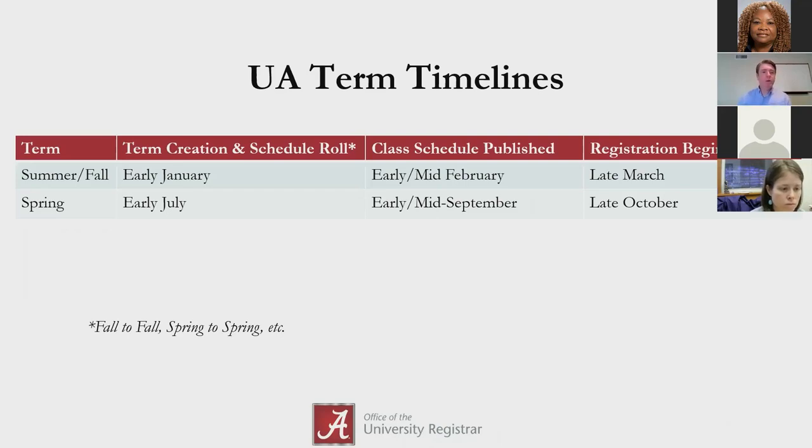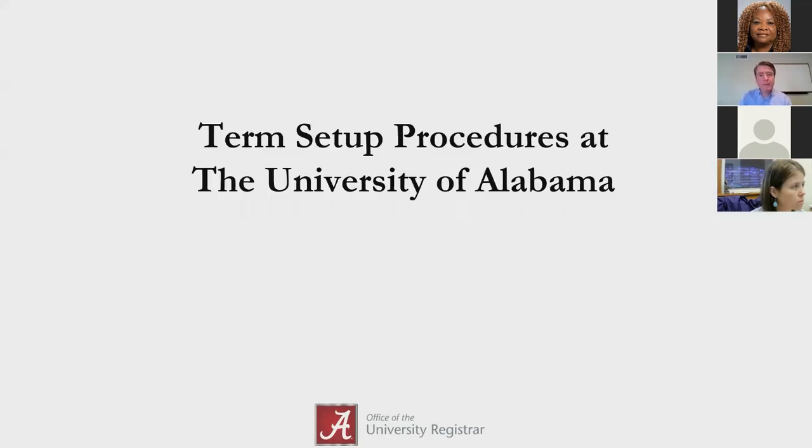For the spring term, we build that term and roll the schedule in early July each year. We publish the class schedule around mid-September, and registration for spring starts in late October. We roll like term to like term, as I said earlier. So that typically means fall to fall, spring to spring, et cetera. And I'll certainly talk more about term roll here in a few minutes.